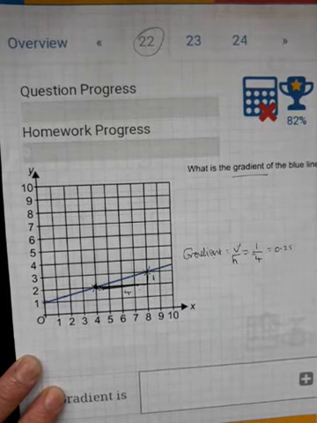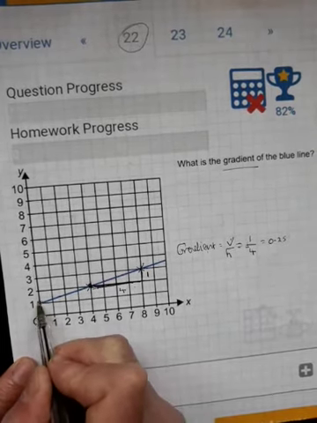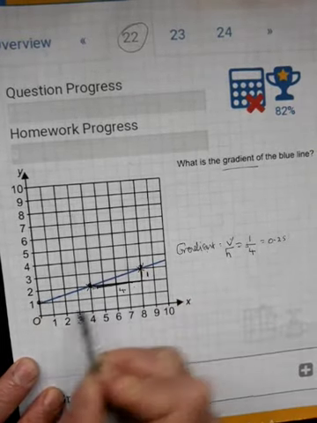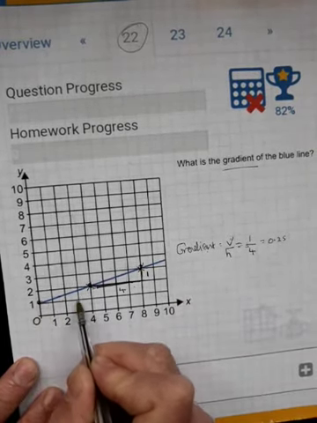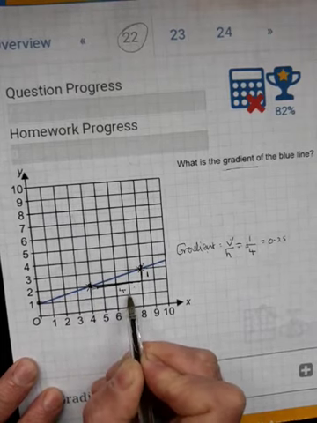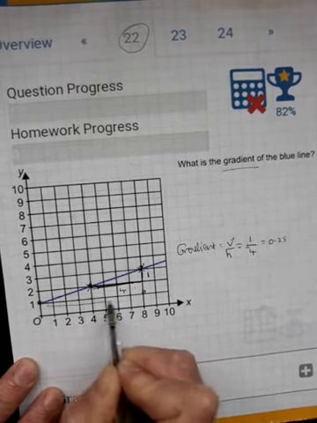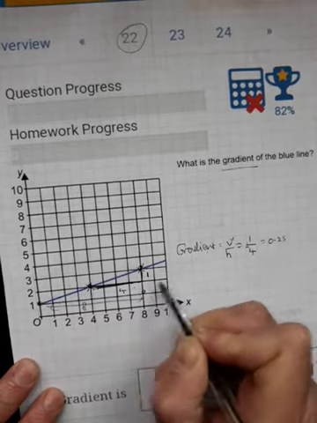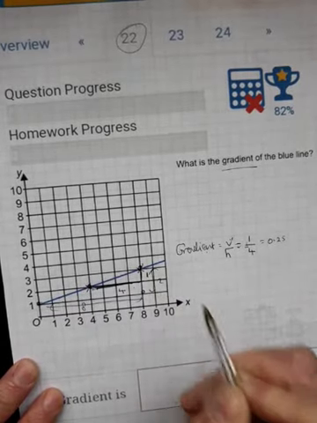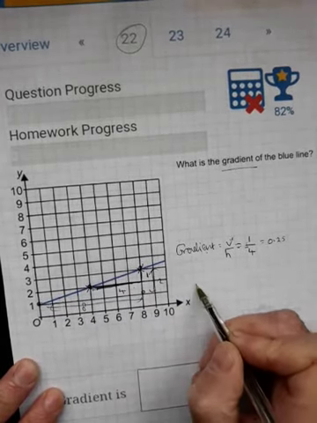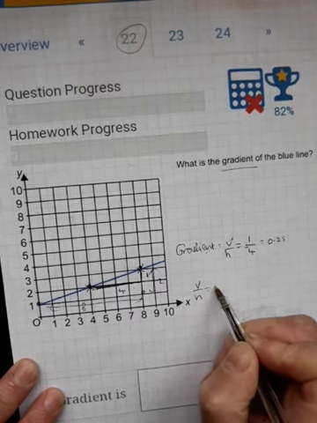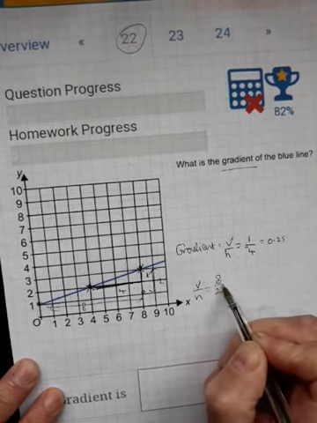Is there any other way I could show this? I suppose I could show it here. Look, from this point here to this point here, how far horizontally? 1, 2, 3, 4, 5, 6, 7, 8. So we've got 8 horizontal there, and 2 vertical. Would it give me the same answer? Vertical divided by horizontal. This time would be 8 divided by 2.